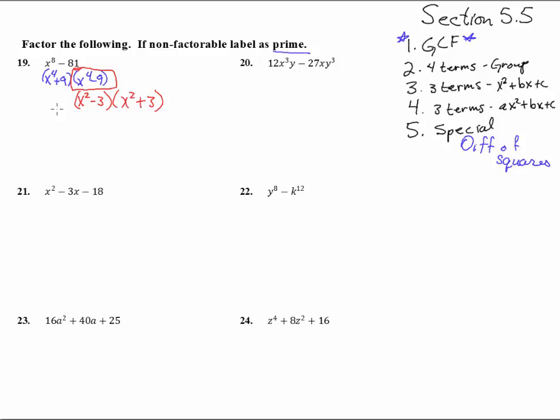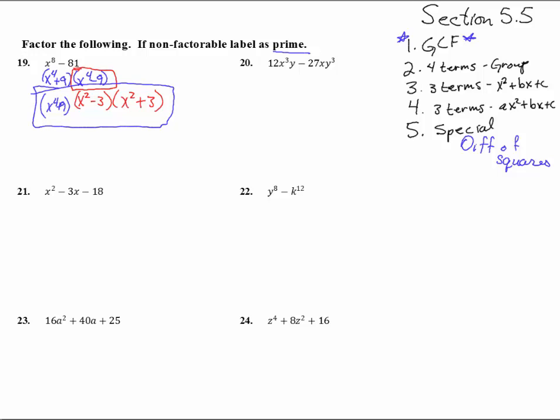Indeed. Ooh, now these are each binomials. That one's got a sum, so we can't do anything in there. But this is a difference of, oh, x squared. Nope. 3 is not a perfect square. So this is our complete answer here. There we go.